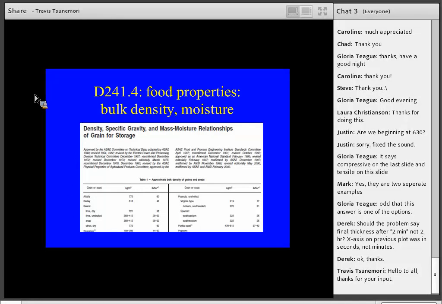A little bit fuzzy here, but here are some properties from the D241.4 standard. This is the ASABE or ASAE originally standard for mass-moisture relationships of grain for storage. Bulk density, and for alfalfa, barley, beans, on down, peanuts, popcorn, all kinds of things. What is the kilograms per cubic meter or pounds per bushel? Okay, again, your units may shift, but you've got some idea of how dense these are in terms of a bulk, as a collection of alfalfa seeds. What is the typical density?